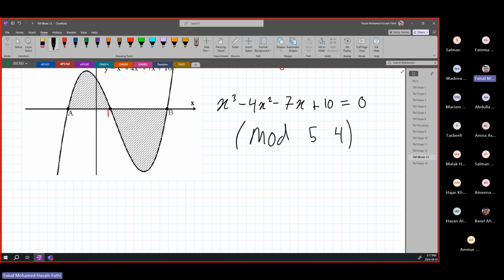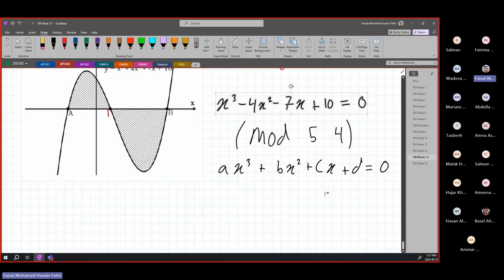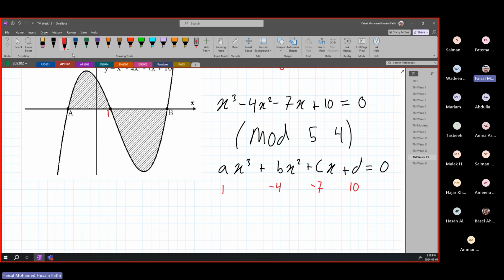mod 5.4, okay? Mod 5.4, you're going to notice that it is ax cubed plus bx squared plus cx plus d equal 0. All right, so it is the same form that we have over here. Simply just now identify your values. So a is equal to 1, b is equal to minus 4, c is equal to minus 7, and d is equal to 10.